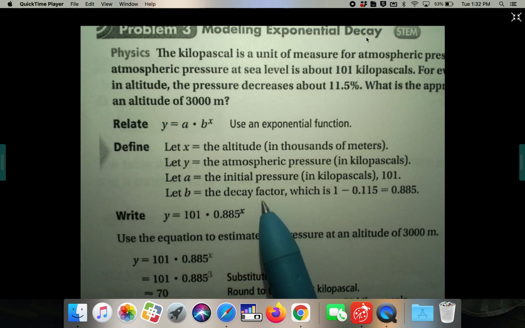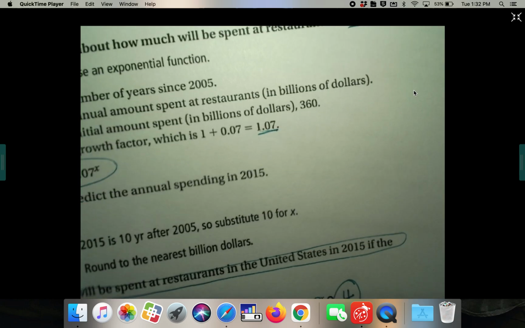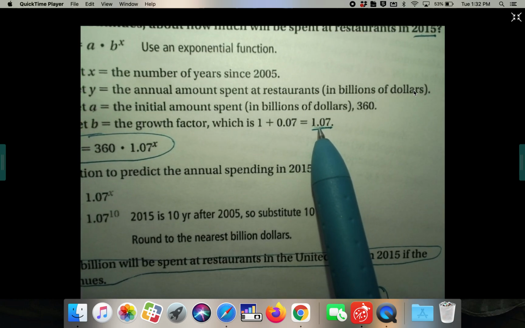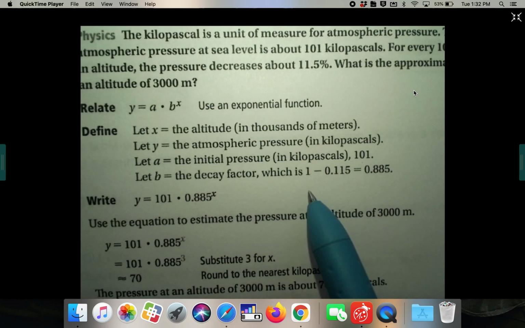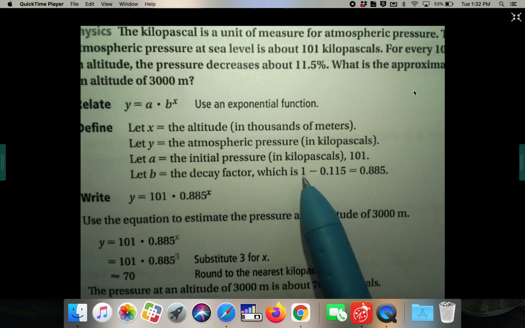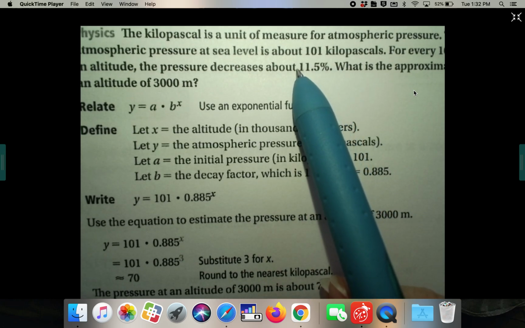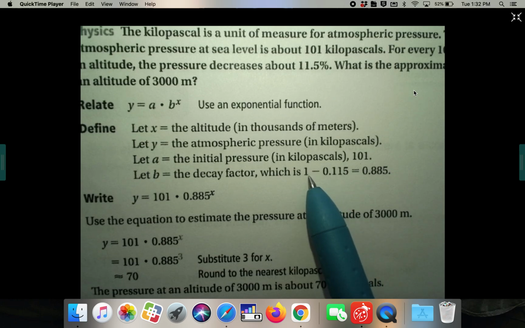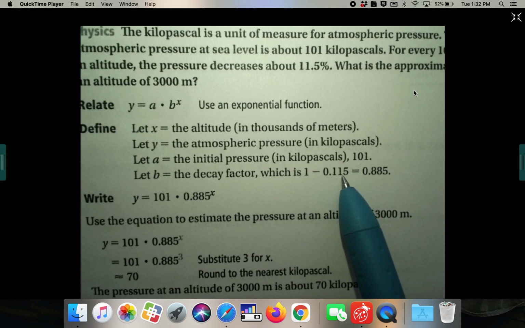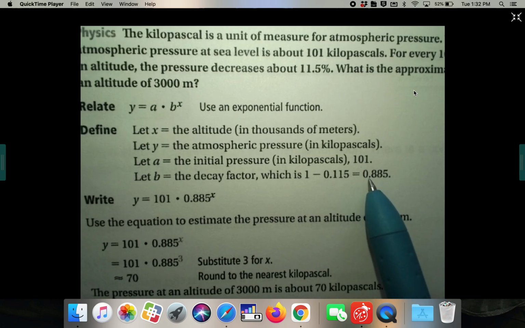And then B is going to be the decay factor. Now, same thing I kind of explained on the back. When you needed this to be over 100% in order to show growth, you need this one to be under 100% in order to show decay. So we want to take this 11.5% and move the decimal back 2 places, and it'd be 0.115, and we need to subtract it from 1 whole. So they've done that for us here. 1 whole minus 0.115 gives us our decay factor, which is 0.885.